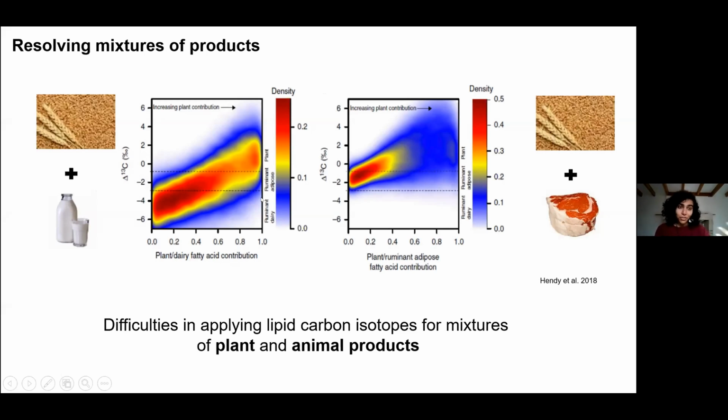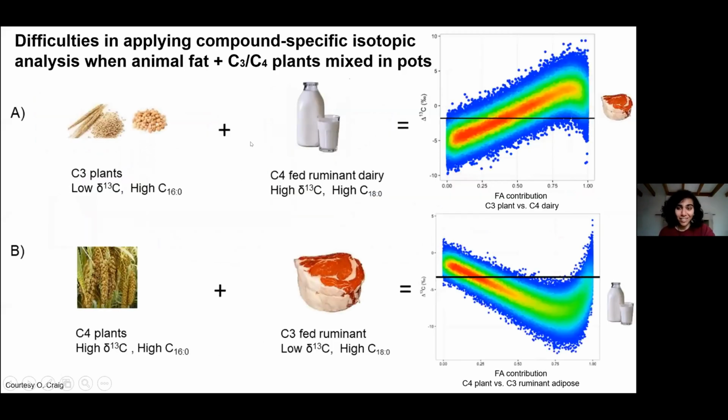And there are further difficulties with applying this method when it comes to environments which have both C3 and C4 plants. If you look here, if you have a C3 plant with a dairy product that is coming from an animal that ate mostly C4 plants, you have a chance of getting values that look like meat. And if you mix a C4 plant with an animal that was fed entirely on C3 plants, you might have values that falsely look like dairy products. So these mixtures could actually confuse your results, and you need to consider these when you're interpreting your data.